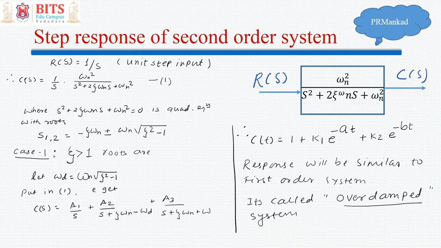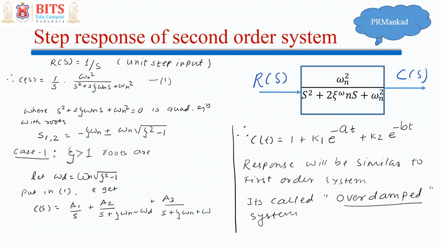So you can see that if I take Laplace inverse of this particular expression, I get more or less something like 1 plus some e raised to minus at term plus some e raised to minus bt term. So in all, it is nothing but going to be a response similar to the first order system. Such a system is known as over damped system.